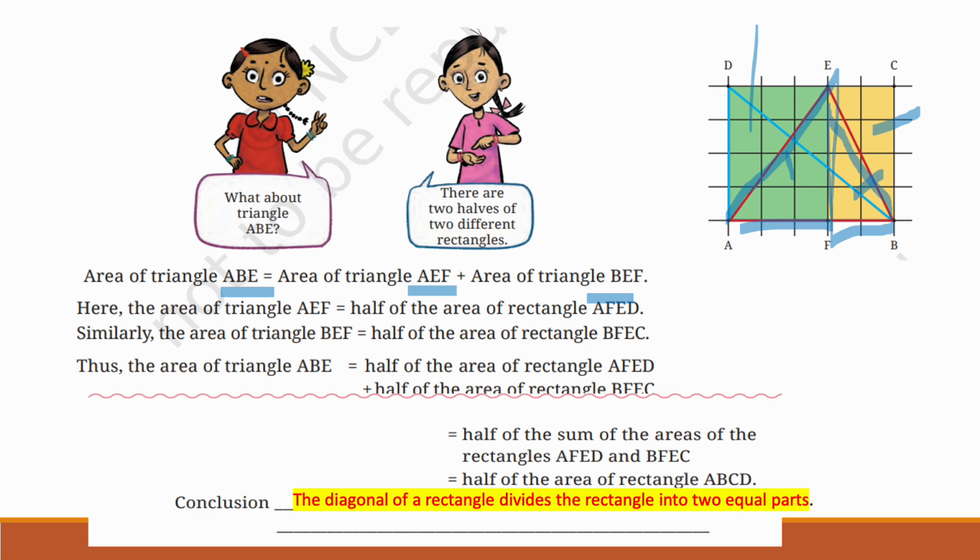Then what is the conclusion? The diagonal of a rectangle divides the rectangle into two equal parts. The area of each triangle is half the area of the rectangle.